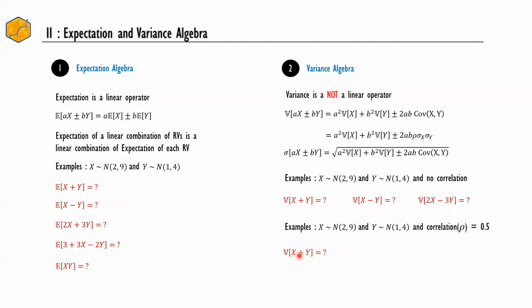A and B are 1. Standard deviations are not 9 and 4. Standard deviations are 3 and 2. So it's 6. Okay, so 13 plus 6, 19. Yes. What about the next one? It will be 7. It was 13 plus 6 in this case. Only difference is that we need to take minus. So 13 minus 6, 7. Perfect. And the last one.